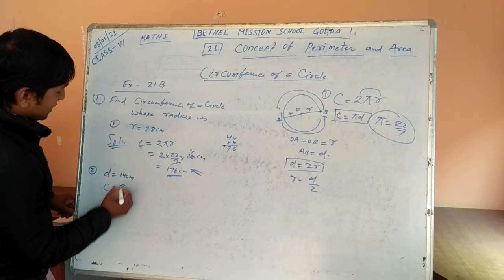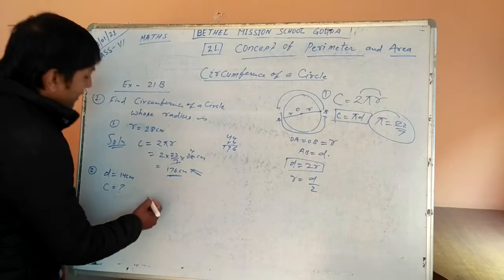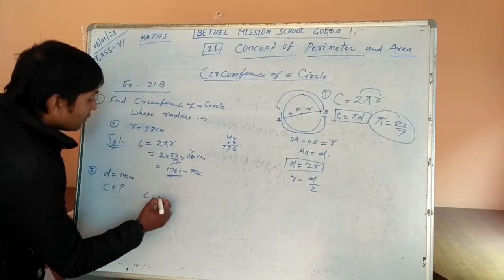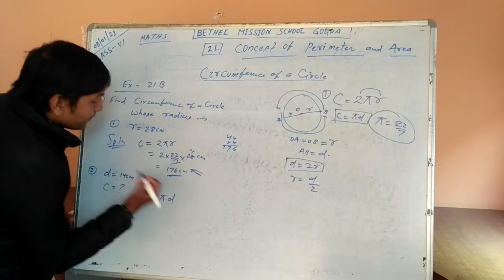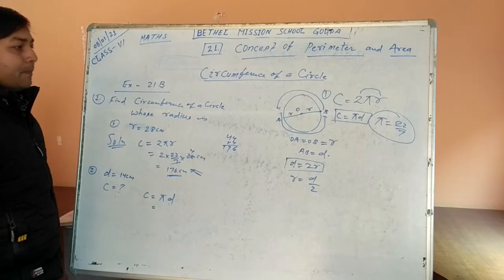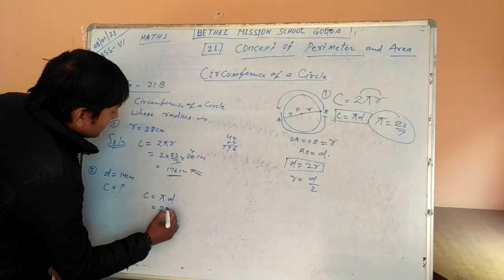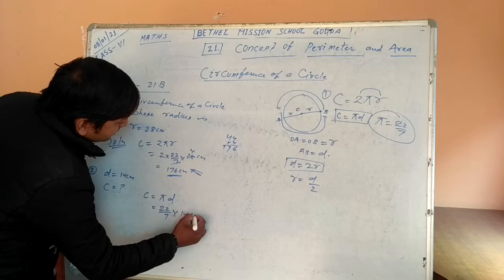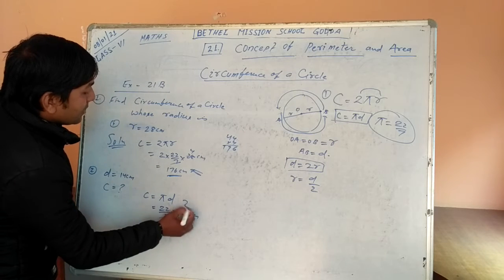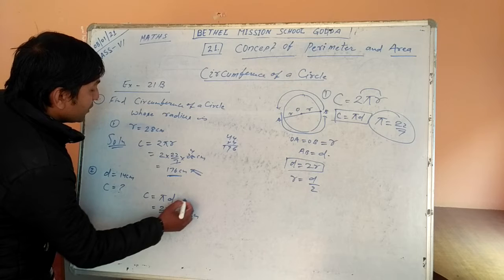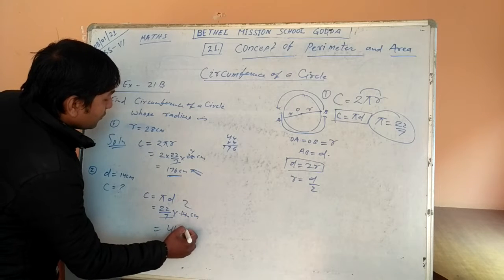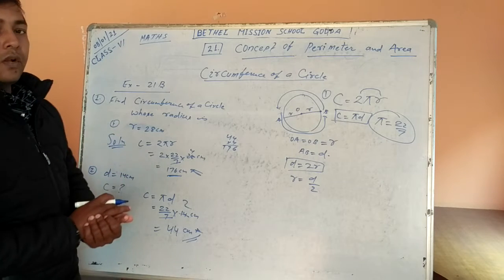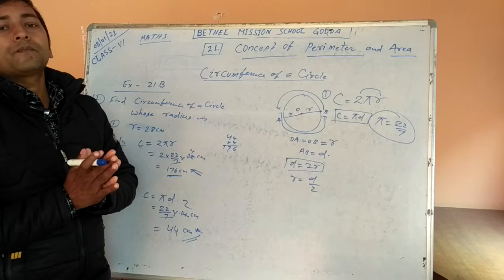Find the circumference. Okay, you know circumference equal to, when the diameter is given, put this formula: C equal to pi into d. What is the value of pi? 22 upon 7. And the d is given, 14 centimeter. By 7 it will cut by 2 times. So 22 into 2, 44 centimeter is the answer. Okay, I hope it is clear.